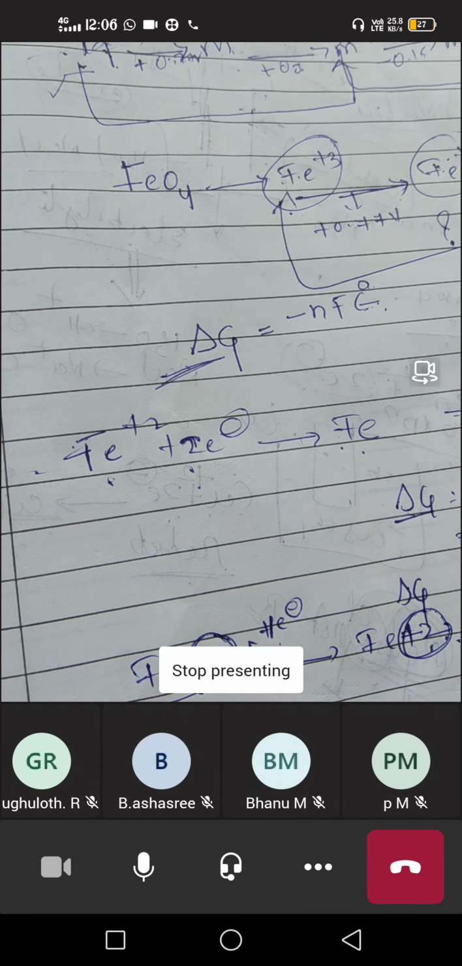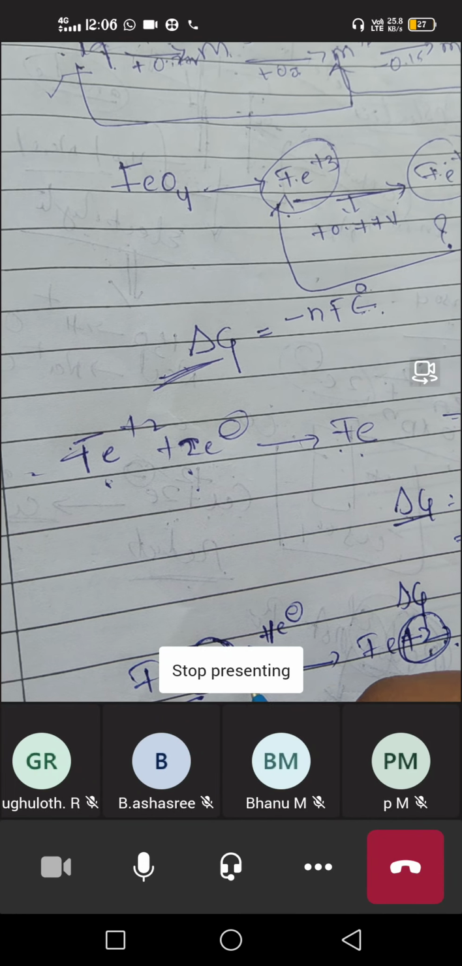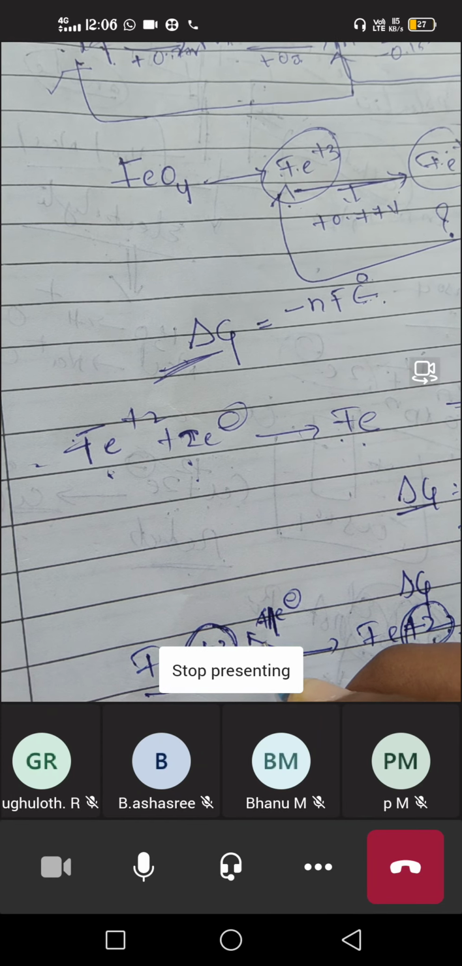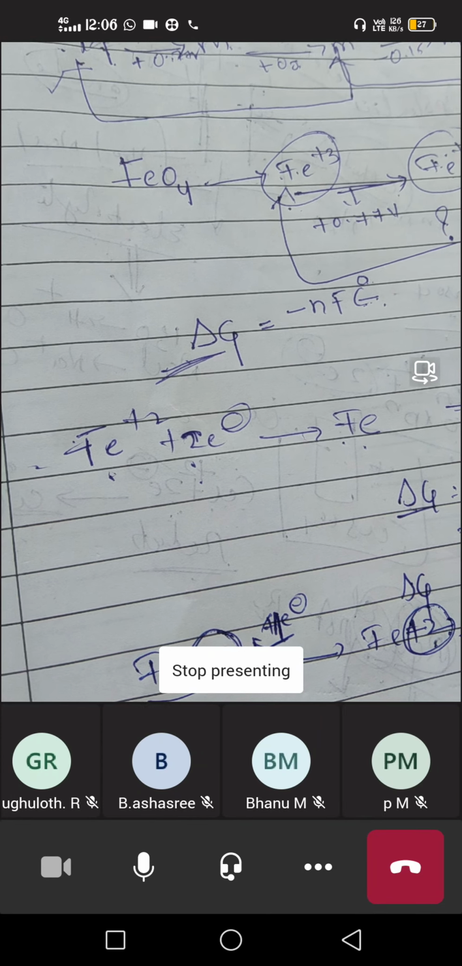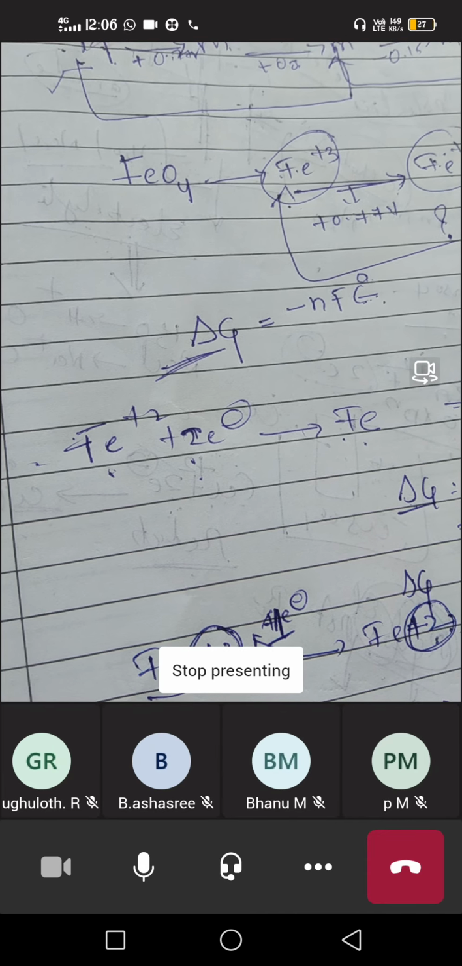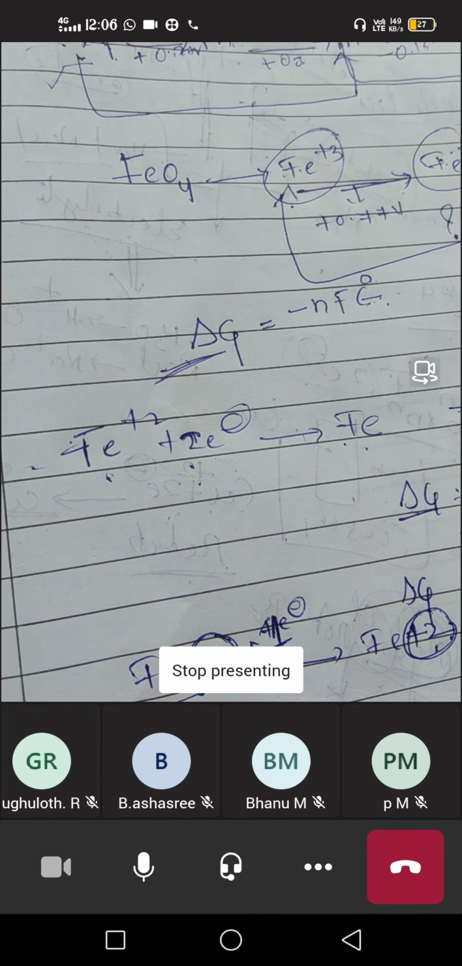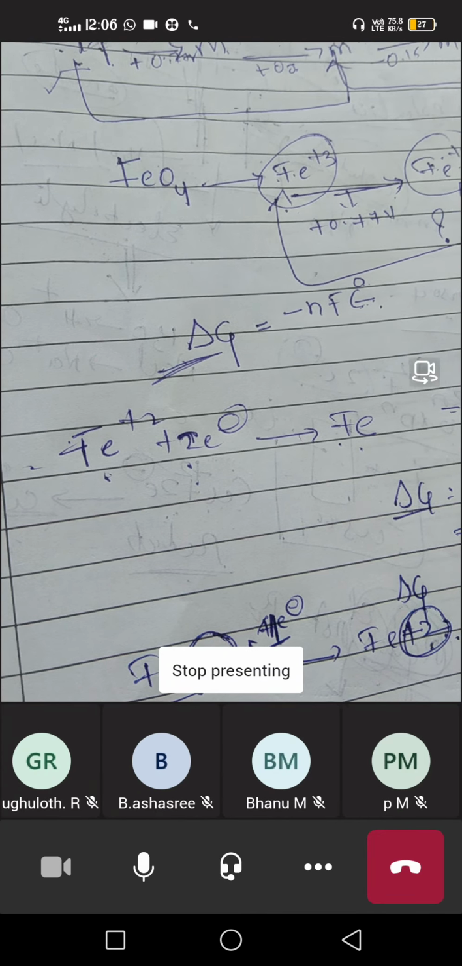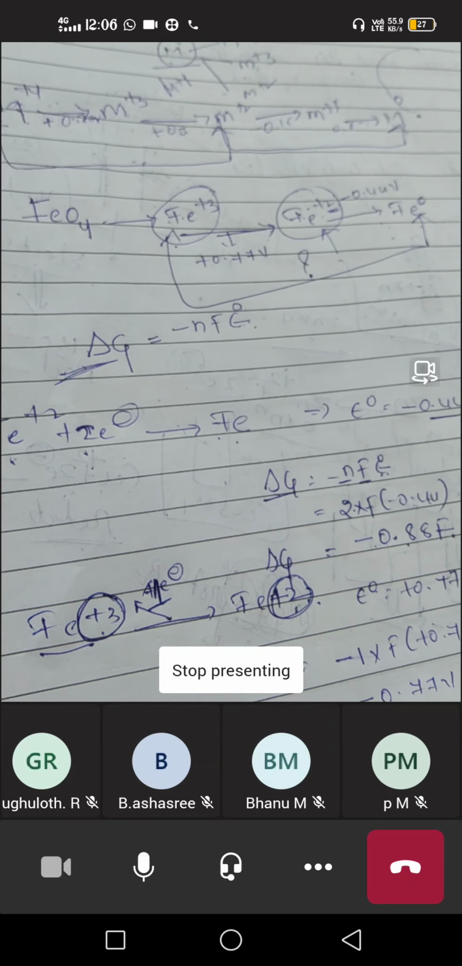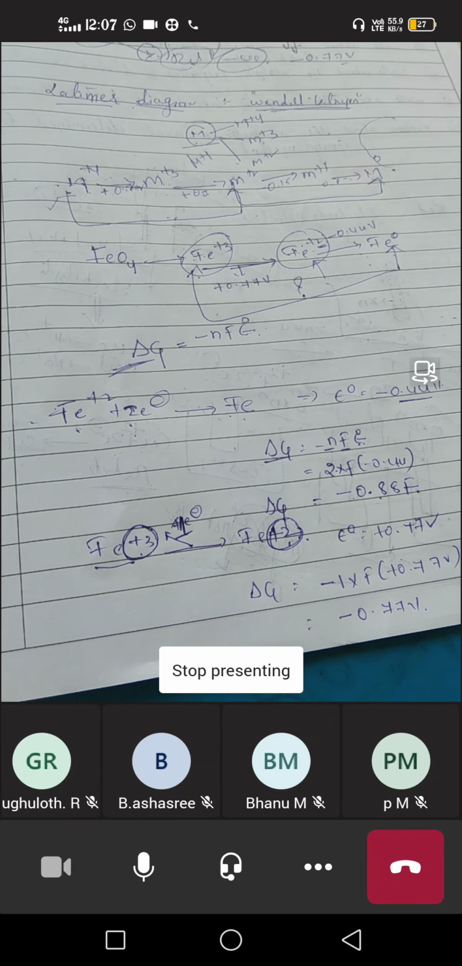Next, delta G is equal to minus nFE naught. N means the number of electrons. How many electrons are we adding here? Only 1. So 1 into F into +0.77 volt. What happened here? Minus 0.77 volts.